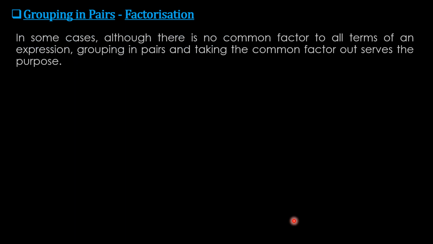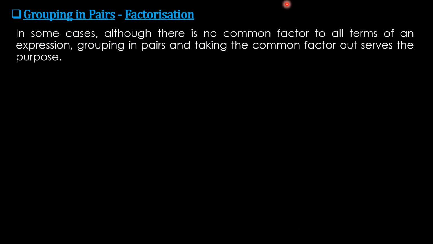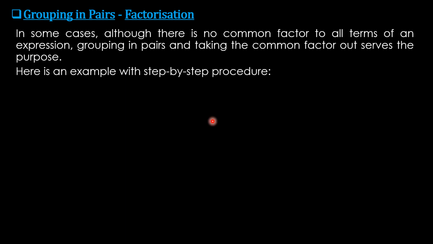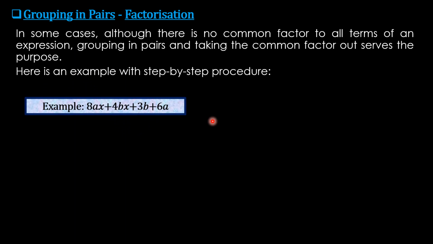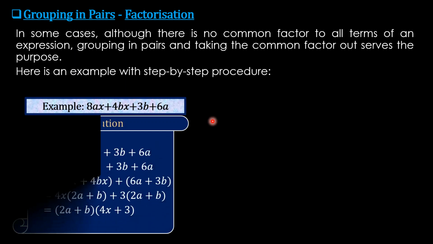Now we move to grouping in pairs factorization. In some cases, although there is no common factor to all terms of an expression, grouping in pairs and taking the common factor out serves the purpose. So we just concentrate on grouping the terms. Here is an example: 8ax plus 4bx plus 3b plus 6a.